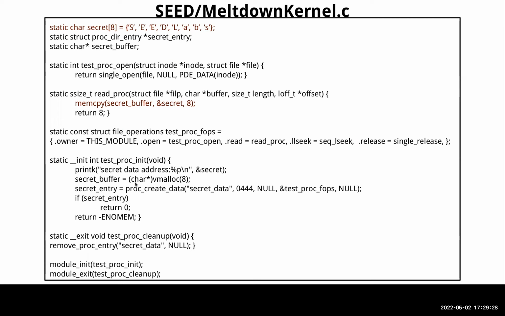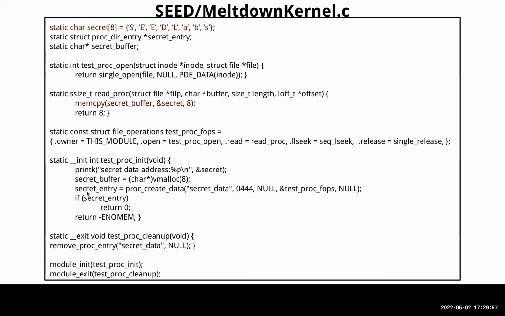Then we use vmalloc to create some kernel memory, 8 bytes of kernel memory. This is different from malloc, right? Malloc is also a C library thing. That is dynamic memory management in user space. Here we're all inside the kernel. Then we get a buffer, which we call the secret buffer, and this buffer is also inside the kernel.